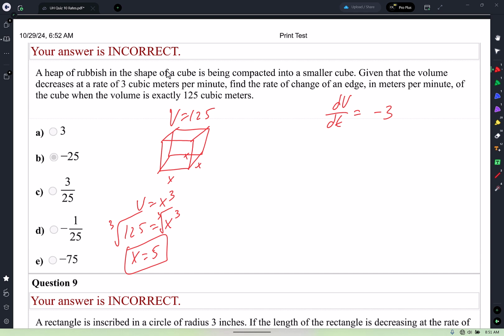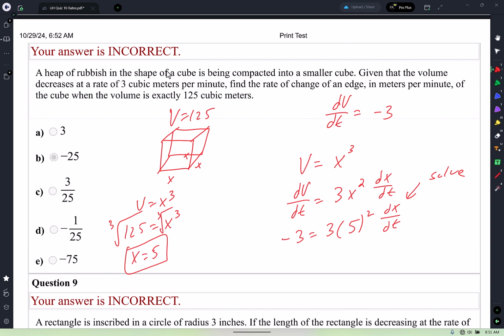Okay, I got everything I need. Volume equals x cubed. I'm going to take the derivative with respect to time. So dV/dt equals 3x squared dx/dt. dV/dt was -3 equals 3 times 5 squared dx/dt. That's what I'm solving for. Make life easier, I'm just going to cancel the 3s. And then that's 25. So I'm going to have -1 over 25 equals dx/dt. And there it is.